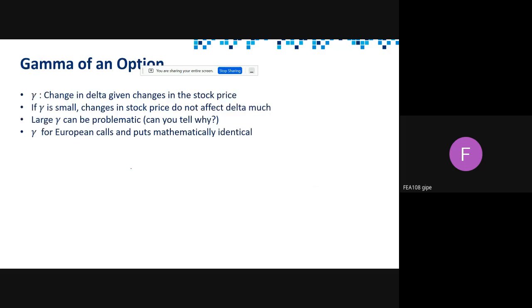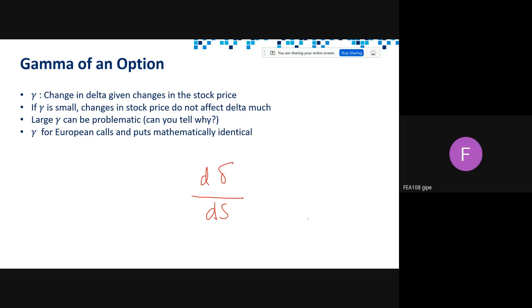Now, I think Neil or somebody mentioned, what happens. The gamma of the option is the change in delta given changes in the stock price. So in fact, gamma of the option is nothing but d of delta divided by d of what? S. Yeah, correct.